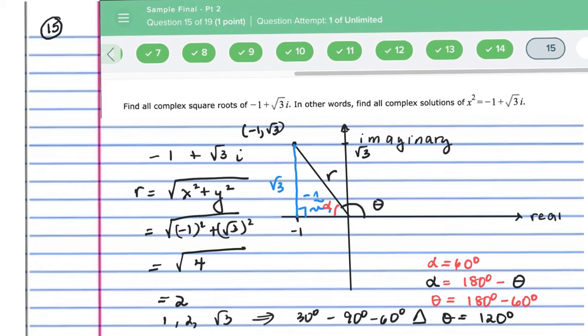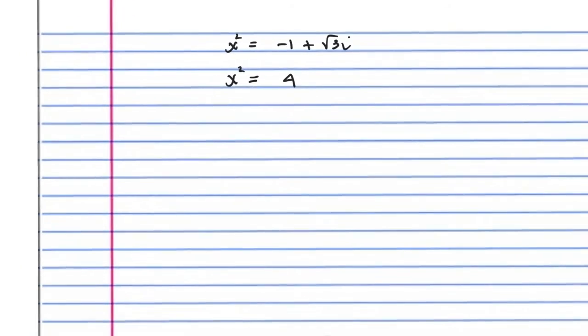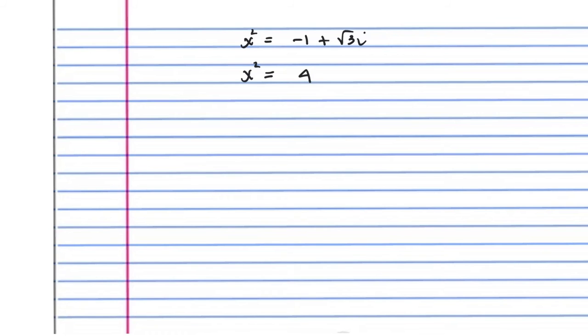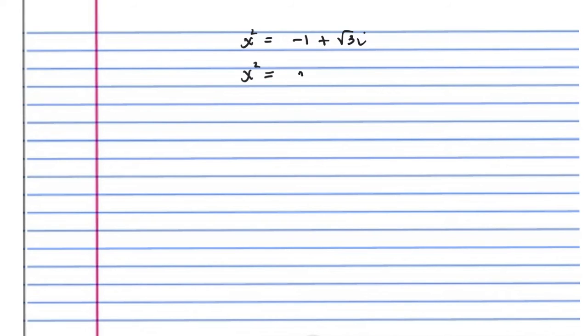So once you know r and theta, then you can find the square root. So we have x squared equaling -1 plus root 3i, which is the same as x squared equaling 4, because that was r. Excuse me, r wasn't 4, it was 2. Oh, what's going on with this thing? It keeps moving. So we're going to have 2 cis 120 degrees.